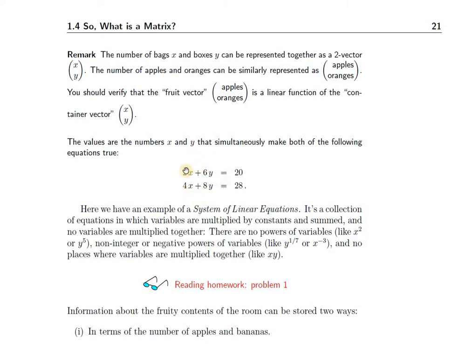Here we have the amount of fruit, the number of apples and the number of oranges, expressed as a linear function of the number of bags and number of boxes. And we know the outputs. We know how many apples, we know how many oranges. And what we want to do is find the inputs, right? So this is related to a linear function, right? Let's go back to the next point.